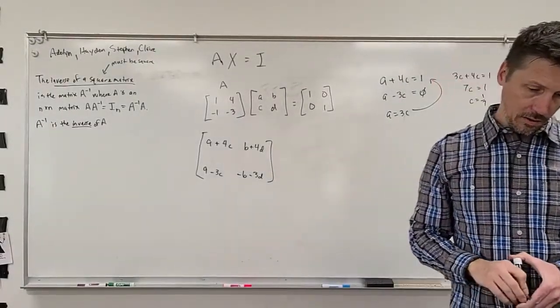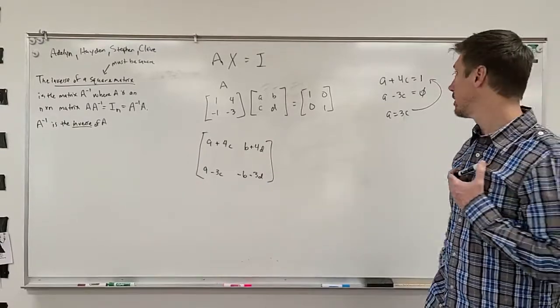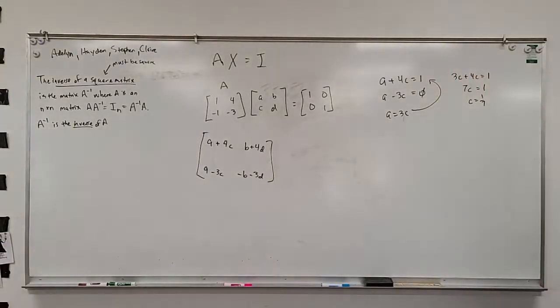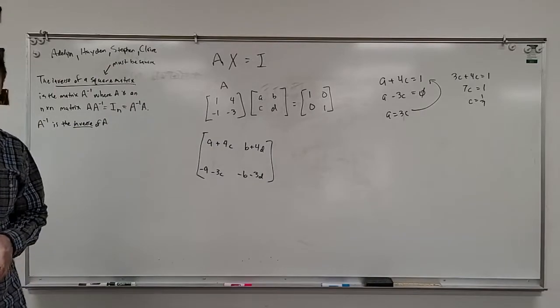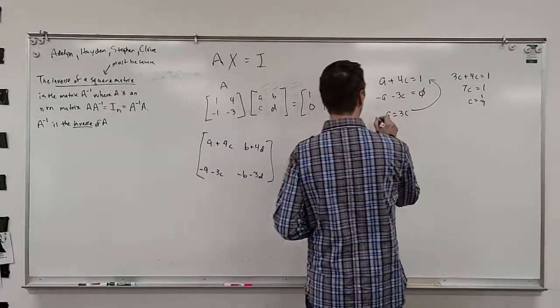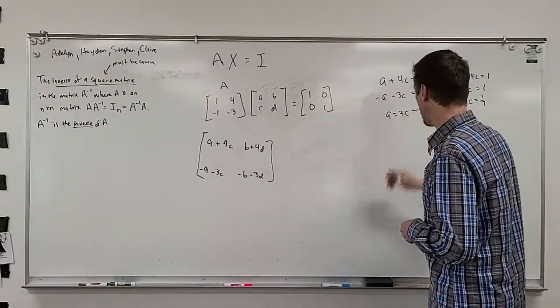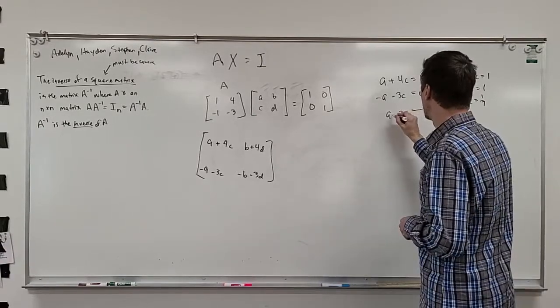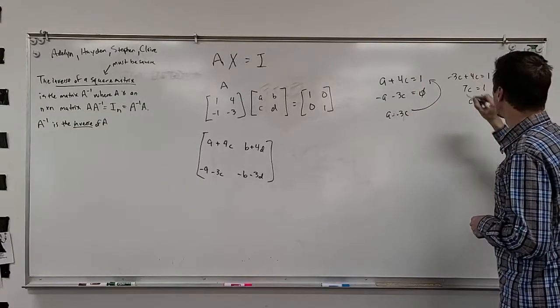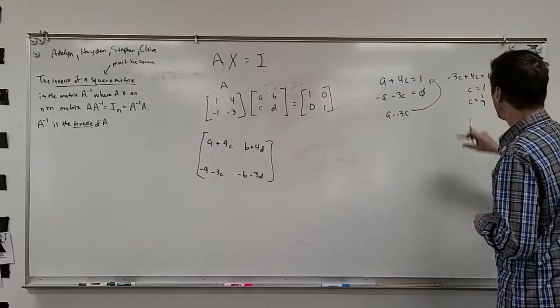It's not. I knew that. What did I do wrong, guys? You got the A plus 4C equals 1. Oh, here's what I did wrong. This is supposed to be negative A. Yeah, that's supposed to be negative A. So that's a negative. So then A equals negative 3C. If you put negative 3C in here, we get C equals 1.